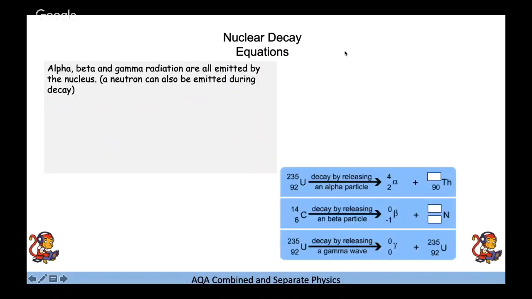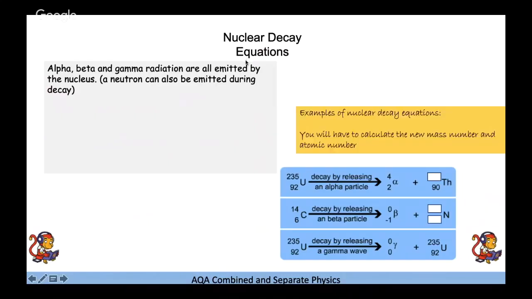And so nuclear decay equations then. These look rather scary down here. I've got some already written out for us. Now, alpha, beta and gamma radiation are all emitted by the nucleus. And a neutron can also be emitted during decay. So each one of those could be called radioactive decay. Isotopes that are unstable will release alpha, beta or gamma radiation. So here's some examples. You're going to have to find the new mass number or the new atomic numbers. So let's have a go at this.